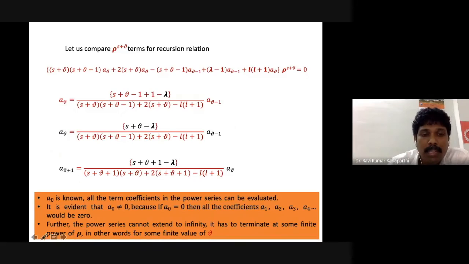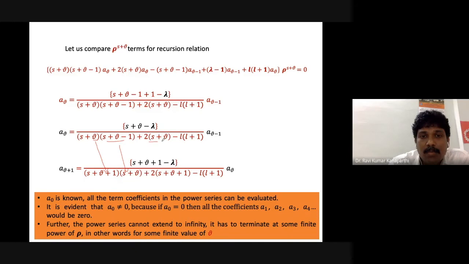When you do that, you will get this expression: s plus nu plus 1 minus lambda. And here a_nu minus 1 becomes nu plus 1 minus 1, so minus 1 plus 1 cancel out, it is a_nu. In the denominator, s into s plus nu plus 1, because nu you can write as nu plus 1, and there is a minus 1, both cancel out. So it is essentially this quantity.